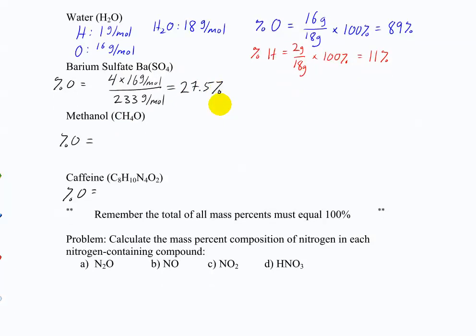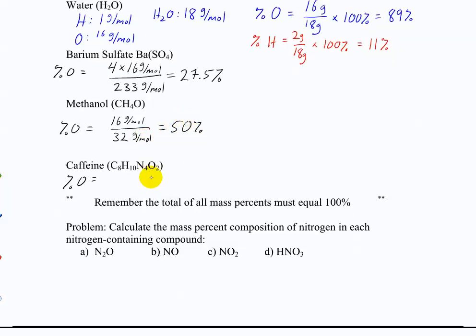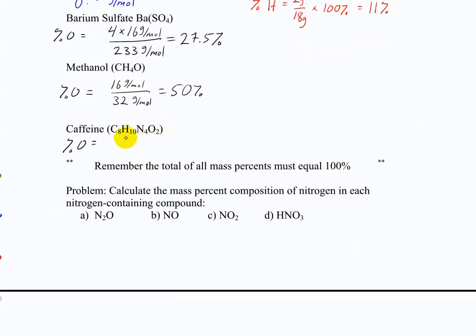Yeah. All right. Methanol, we're going to have one oxygen atom. And the overall mass is? So I can do that math. 50%. And then in caffeine, we've got two oxygens, so that'll be 2 times 16. What's the overall mass here? 146. Wait, I got 146, 194. 194, all right. And you get about 16.5%?